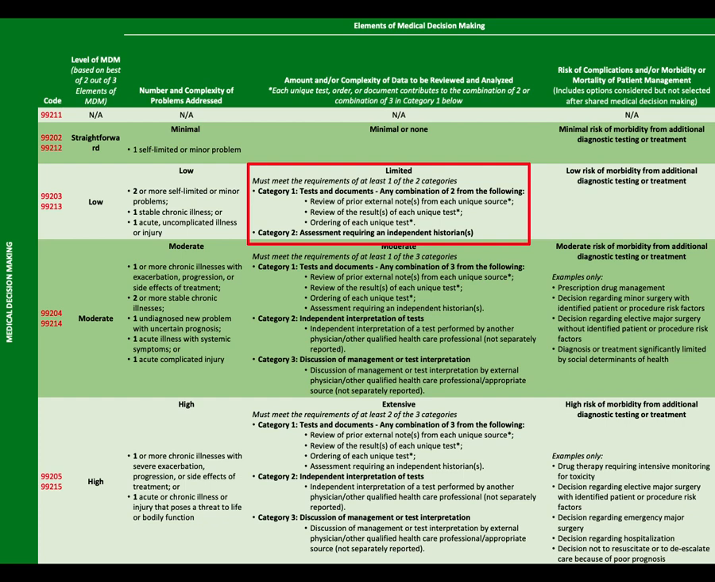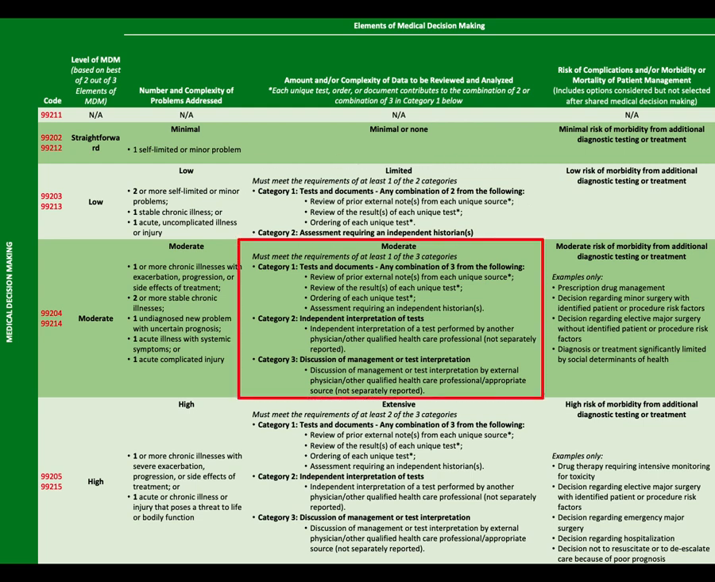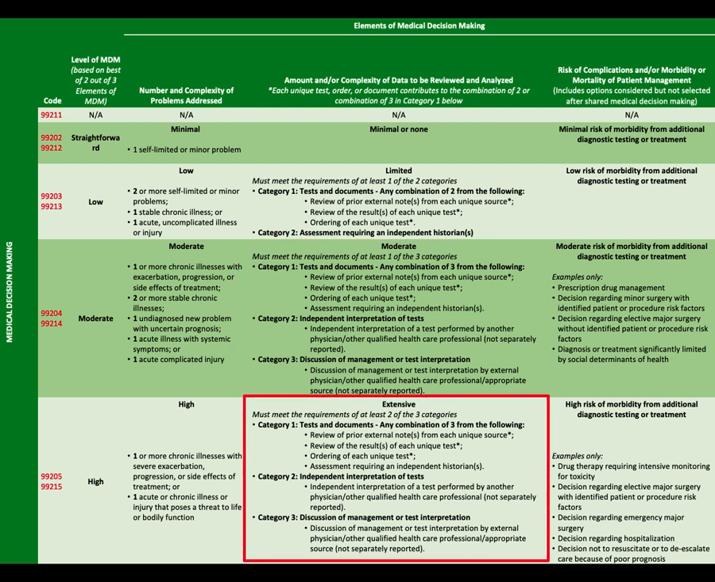Category 2 is assessment requiring an independent historian. For moderate, 99204 or 99214, the requirement is one category out of three, but the categories are a bit different. I'm hoping that you have the E&M Summary Guide appendix in front of you so you can read this, but keep in mind you can generally ignore this entire column because it is rarely used, as I said. For high, 99205 and 99215, the categories are the same, but the requirement is at least two of them.